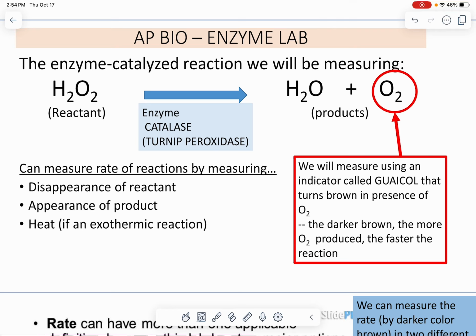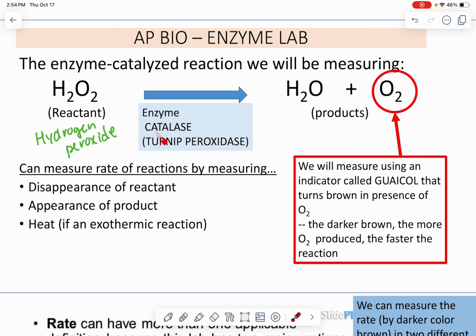I'm going to be getting it from a turnip, so they're going to call it turnip peroxidase in the lab, but it's a type of catalase which is breaking down hydrogen peroxide into water and oxygen. So this is just hydrogen peroxide if I write it out in words. Okay, and you're going to read the lab. It talks about how cells, all living things, have the ability to do this because peroxide is a toxic chemical that we need to break down.